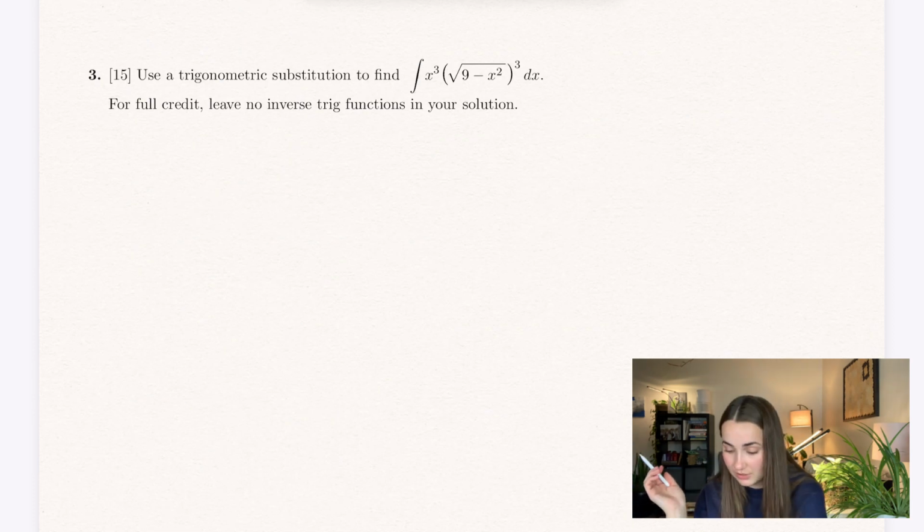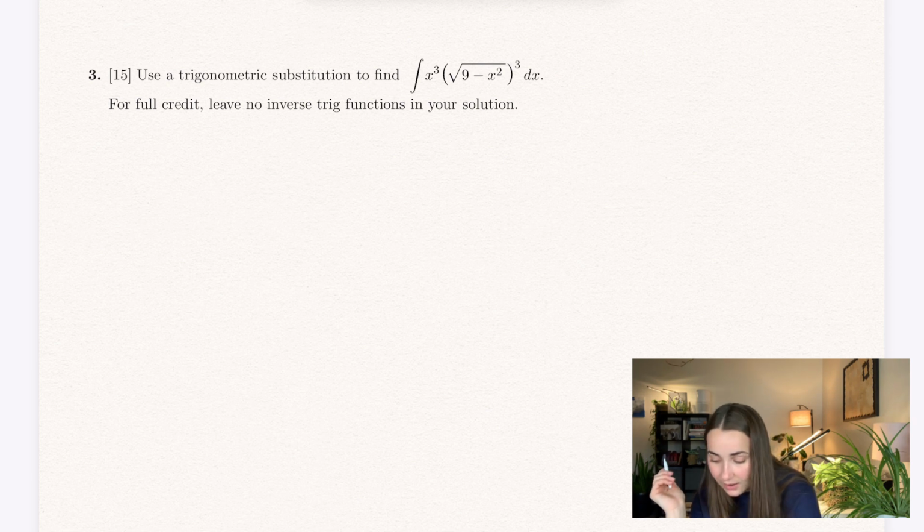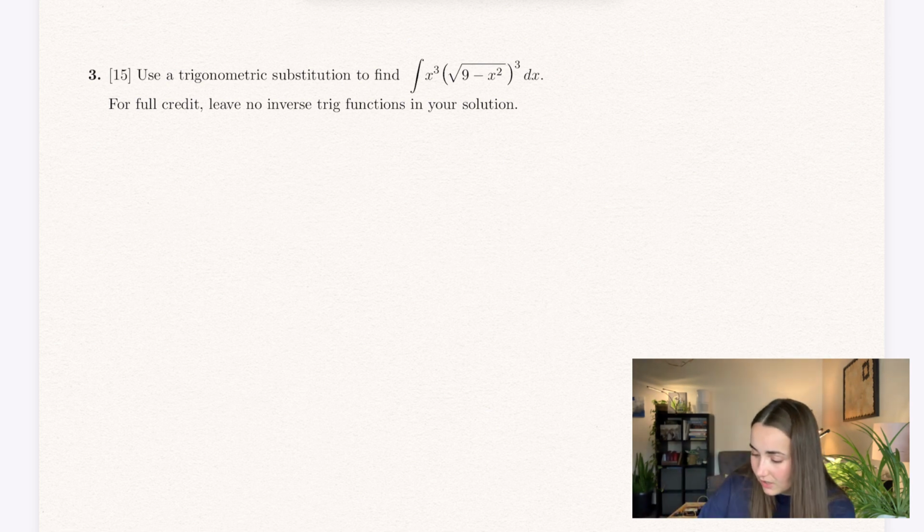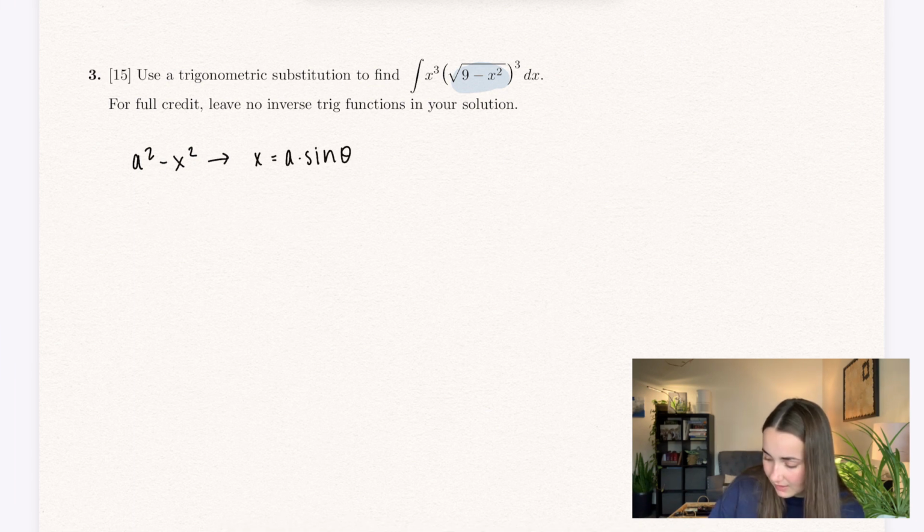Problem 3, we're going to use trigonometric substitution to find that integral right there. For full credit, leave no inverse trig functions in your solution. So you need to make everything in terms of x. So here, what cues me into which trig substitution I'm going to use is that this is going to be a squared minus x squared, which tells us we're going to use x is equal to a times sine of theta. So in this case, we have 9, which is equal to 3 squared minus x squared, which can be rewritten. So x is going to be 3 sine of theta.